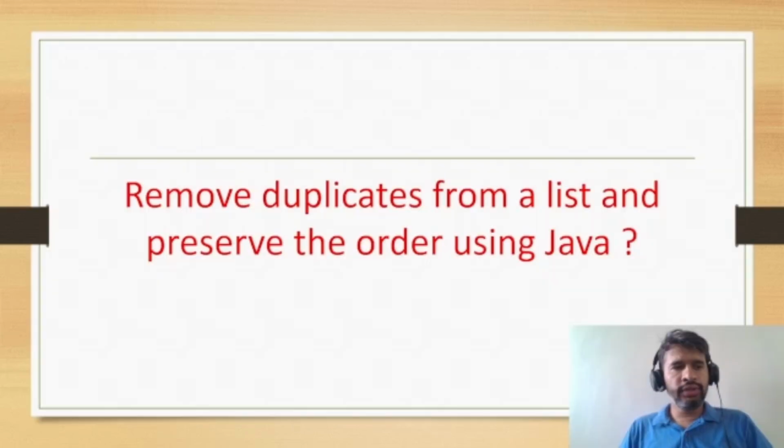Let's get started. So the next question is we have to remove the duplicates from a list and preserve the order using Java. I'll just repeat. We have to remove the duplicates and preserve the input order, or the element order in the list, and we have to print the result. So I hope you understood the question. Let's see how to do it.